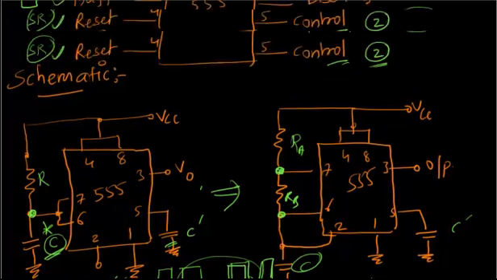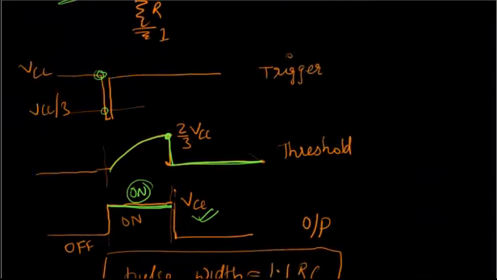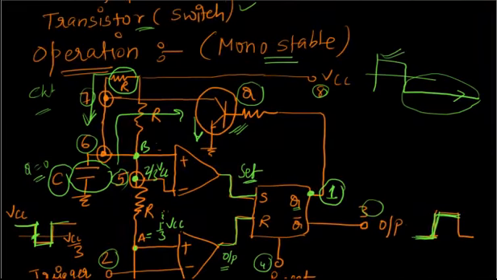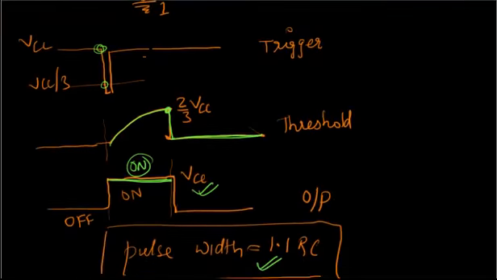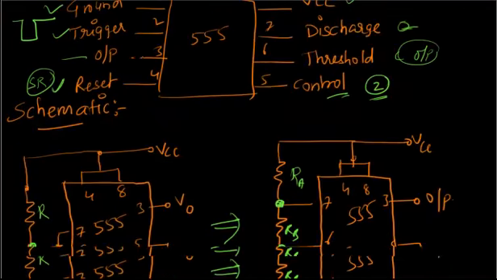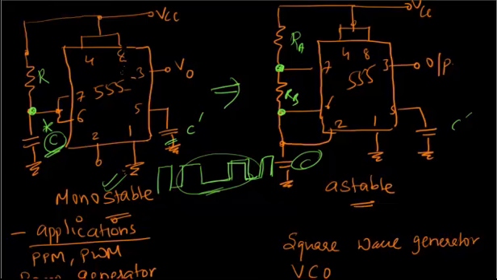Just see the diagram once again. Here you will have another resistor. Just imagine that here you have another resistor. So this just makes it astable. The operation is absolutely the same, but instead of one pulse, you will get two pulses, a square wave type of output. So this is the external diagram for an astable multivibrator.